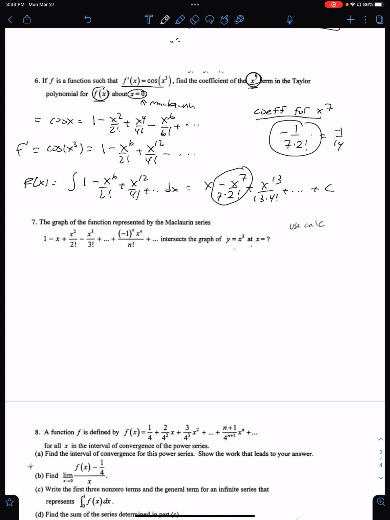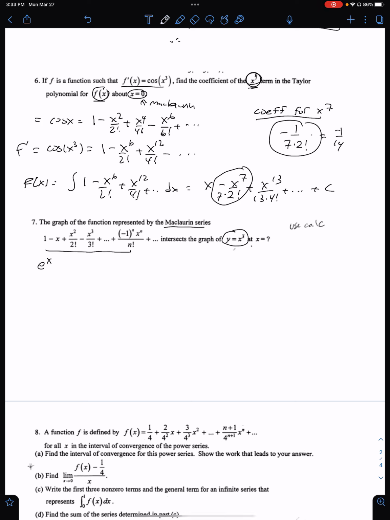Hi, welcome back. So to continue on here, for example number 7, we want the graph of the function represented by the following Maclaurin series. We want to find out where this graph intersects y equals x cubed. Well, if we take a look here, notice this kind of looks like e to the x.